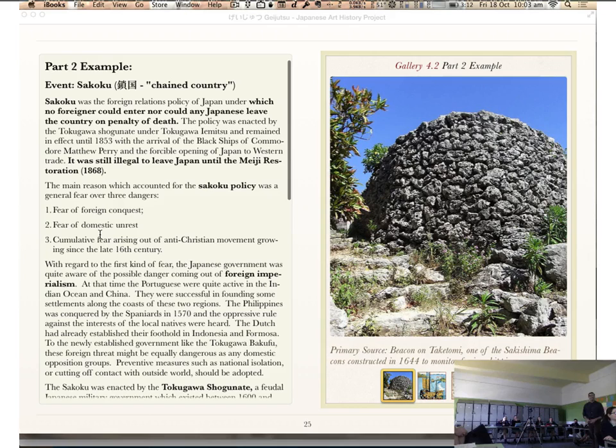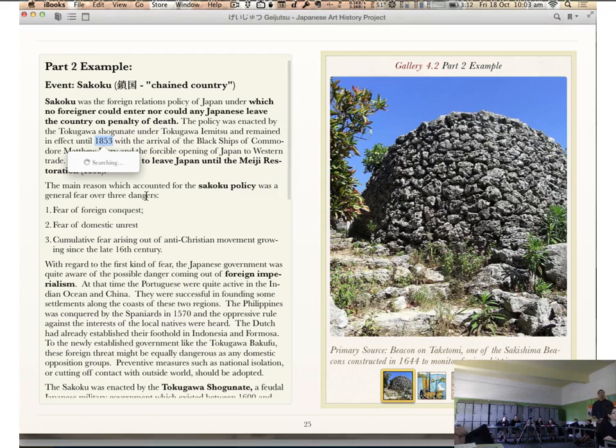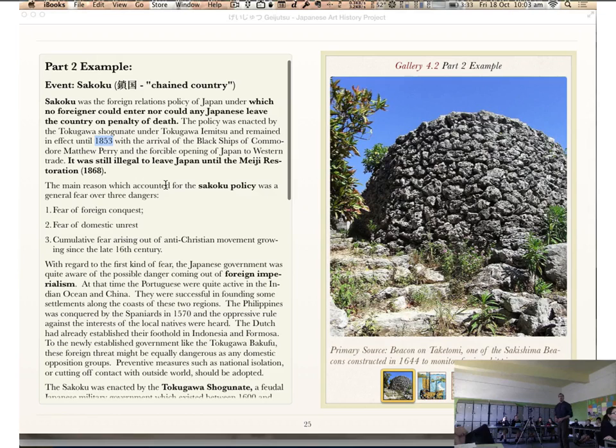So basically, we've got this policy. The policy was enacted by the Tokugawa Shogunate. I don't know how to say these words. All right, and it was in effect until 1853. So it went for a long time. And that's when, after 1853, people were allowed to come into Japan. Okay? But it was still illegal to leave until 1868. All right? Now, that's the story. That's the event. That's the story that I'm talking about.